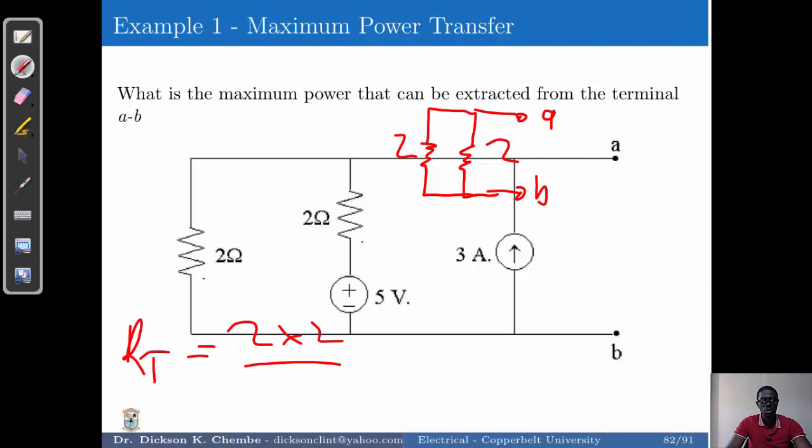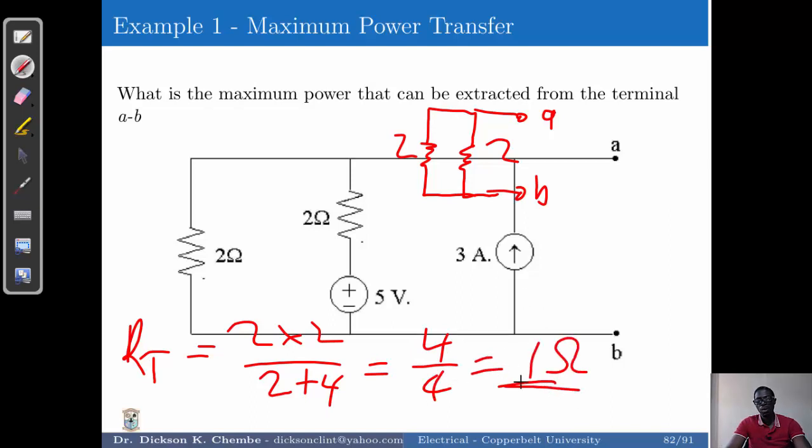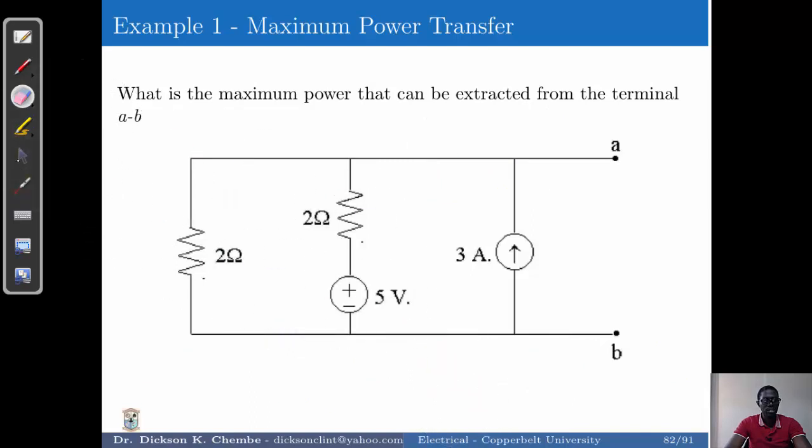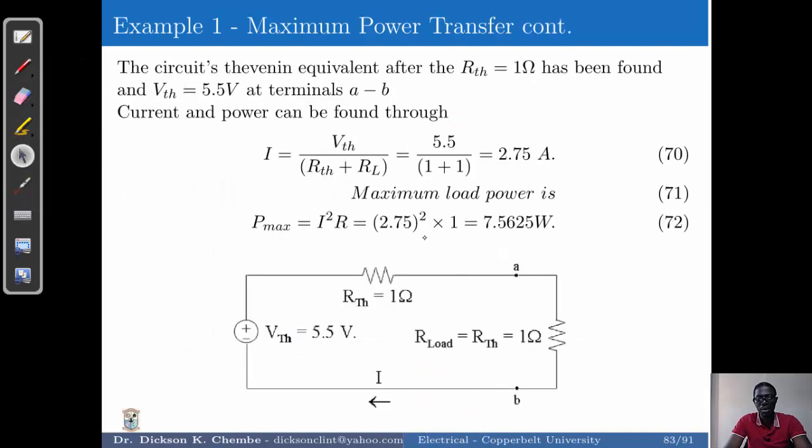You have 2 times 2 over 2 plus 2, which is basically 4/4, giving you 1 ohm, and that 1 ohm is the Thevenin's resistance. Having found the Thevenin resistance, then we now look at how to find the Thevenin's voltage, and thereafter we follow up the calculations to find the maximum power.